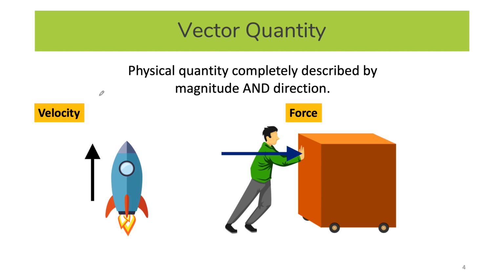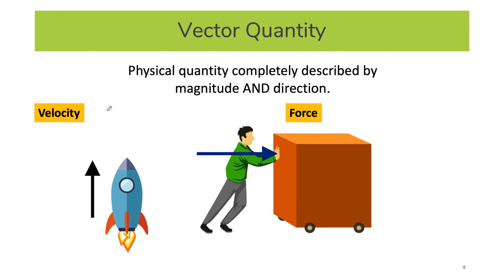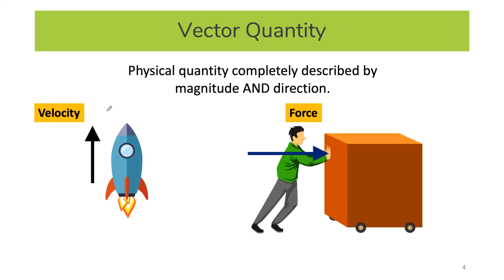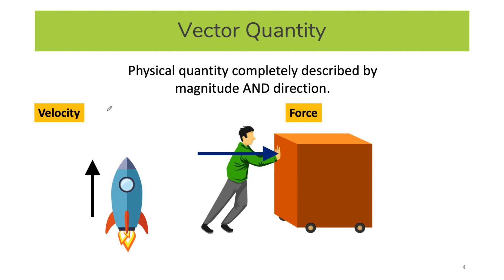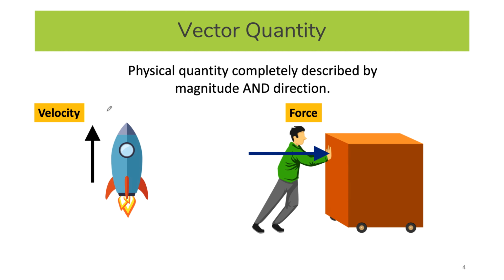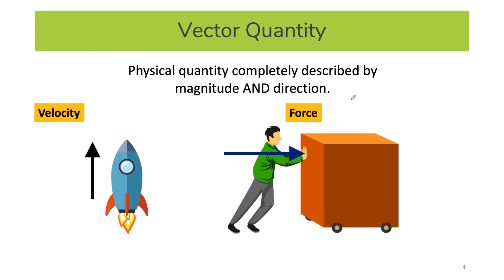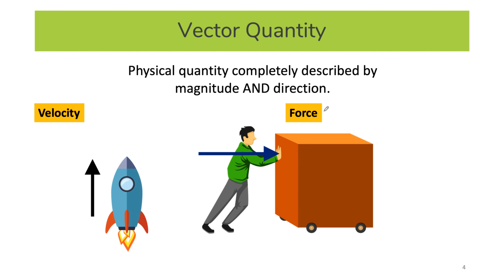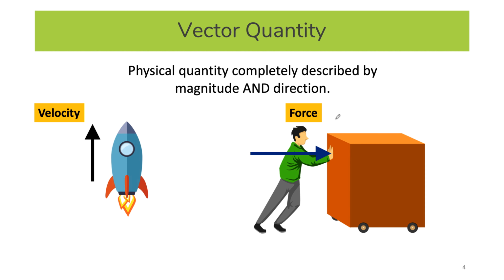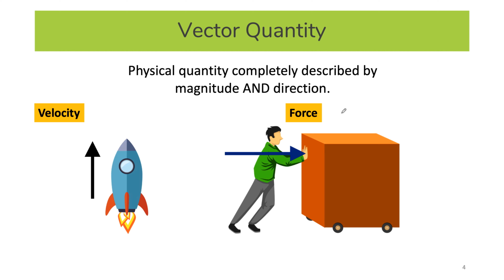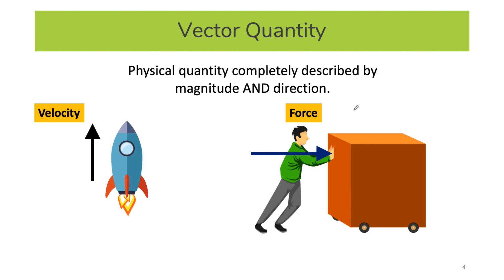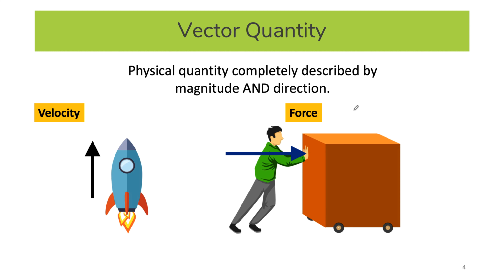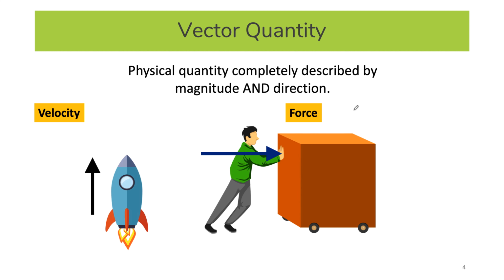As you can see on the left here, the velocity gives you the information of how fast something is moving and the direction that it's moving to. Another example of a vector quantity is force. You need to specify in what direction the force is acting upon and how much the force is in terms of magnitude of pushing an object or something.